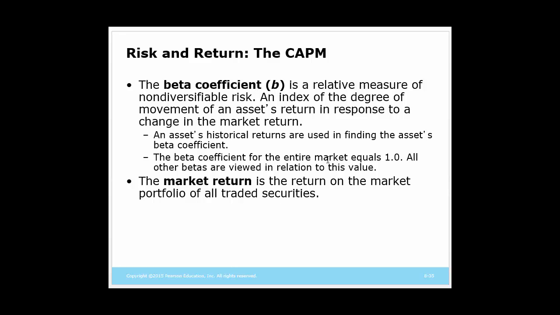So the beta for the entire stock market is 1.0. So all other betas are measured relative to the stock market. And again, the stock market return is obviously that rate of return that you would expect if you would buy the stock market itself. So there is a market return that has a market risk value, a beta of 1.0.